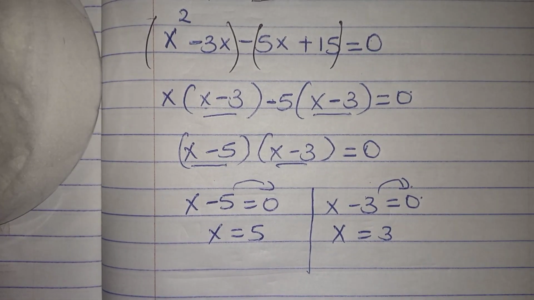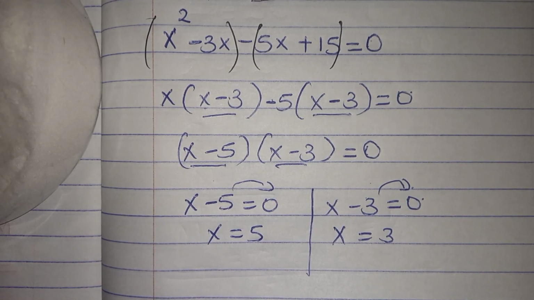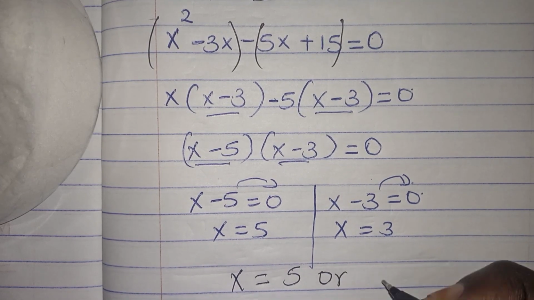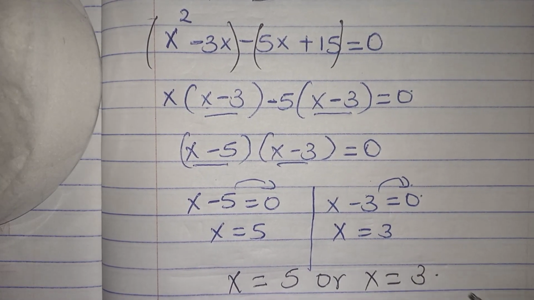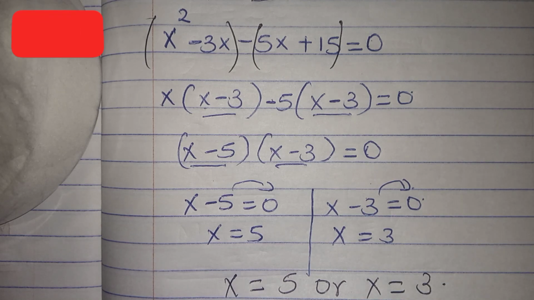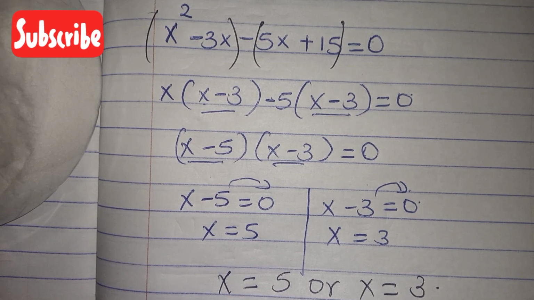So we have two values of x. x is equal to 5 or x is equal to 3. So these are the values of x which satisfy the above equation. So our final answer is x is equal to 5 or x is equal to 3.